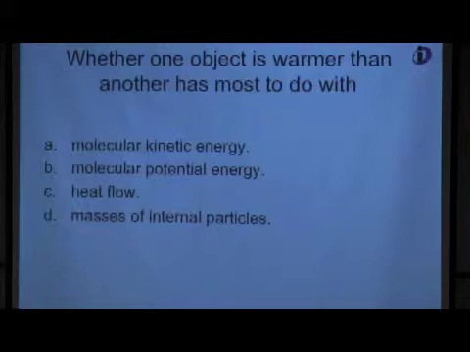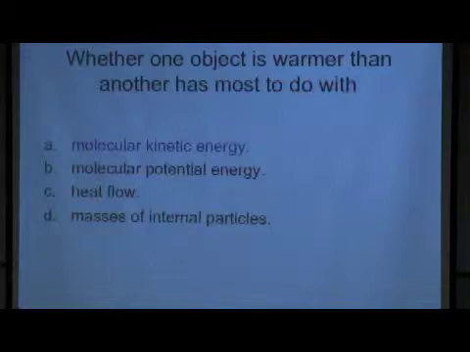10, 9, 8, 7, 6, 5, 4, 3, 2, 1. Whoa, we got more votes than last time. All right, large majority molecular kinetic energy. Very good. Temperature is a measure of the average translational kinetic energy. It's telling you how fast those particles are moving around. Potential energy would be more with the bonds. Heat flow has to do with the total energy, internal energy, energy going back and forth, not the temperature itself. If they have the same temperature, they have the same kinetic energy.